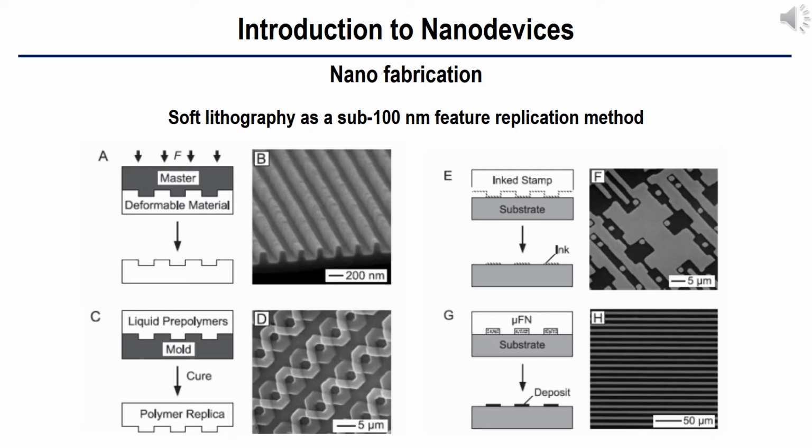For example, there are various soft lithography methods such as nanoimprint lithography, as shown in the upper left figure, microcontact printing as shown in the upper right figure, capillary force lithography, polymerization-based replication as shown in the lower left figure, and microcontact printing as shown in the lower right figure.